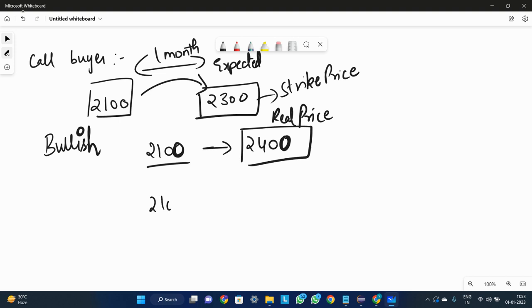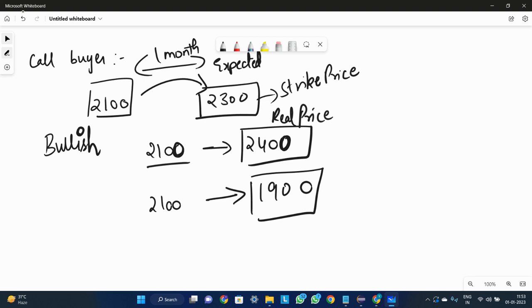Okay, what if Reliance goes from 2100 to 1900? Now, what did he expect actually? He expected that the Reliance share price would actually increase to 2300, and he wanted to buy an option that gives him the right to buy it at the earlier price at which it is trading 1 month before, at 2100.